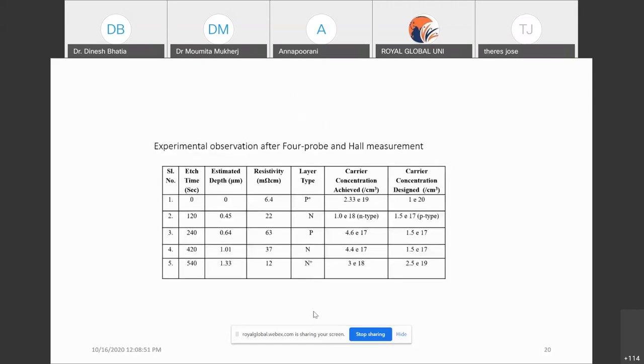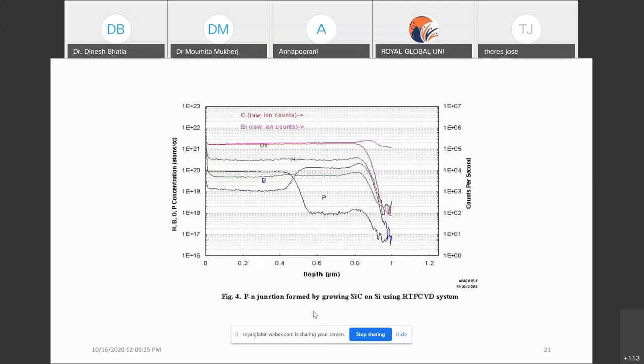Now, for the experimental observation, the 4-probe and Hall measurements we have done, and again the etch time was varied from 0 to 540 seconds. The estimated depth was analyzed, and then the resistivity was varied in between, and accordingly we have optimized the structure, doping and the time of etching.